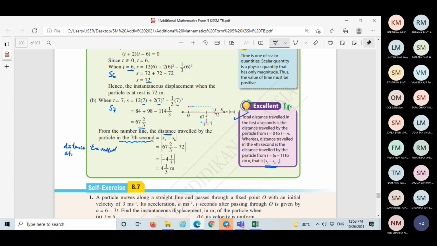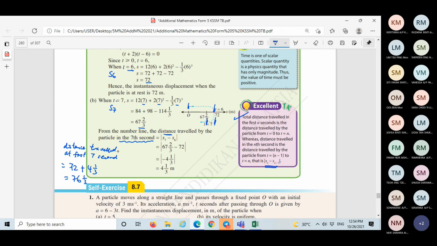So if the question is asking what is the distance traveled in the first 7 seconds, it means the whole journey from t equals 0 until t equals 7. What is the journey? The total distance traveled. So from here to here, this is 72. Then from here to here, which is this answer, 4 1/3. So the answer will be 72 plus 4 1/3, so it's 76 1/3. This is the total distance traveled in the first 7 seconds.